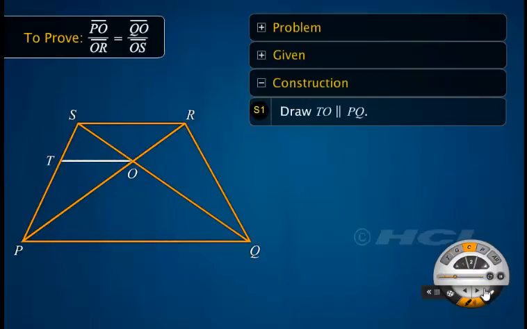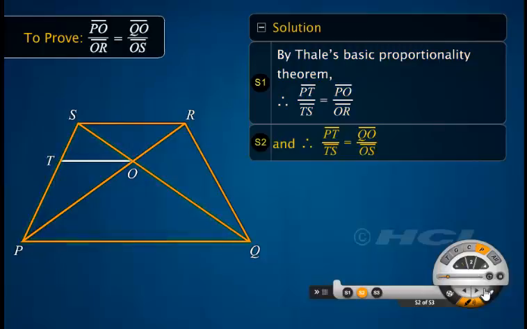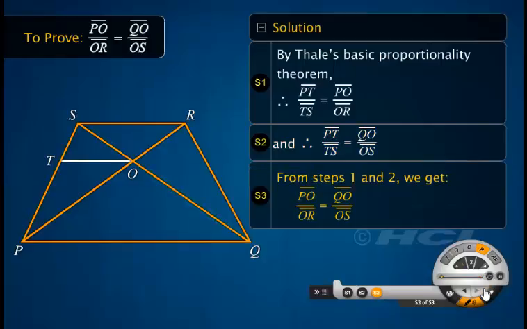Construct segment OT parallel to PQ such that it meets PS at T. In triangle PRS, TO is parallel to SR. By Thales' theorem, the ratio of PT to TS is equal to the ratio of PO to OR. In triangle SPQ, TO is parallel to PQ. By Thales' theorem, the ratio of PT to TS is equal to the ratio of QO to OS. Therefore, from the above steps, the ratio of PO to OR is equal to the ratio of QO to OS.